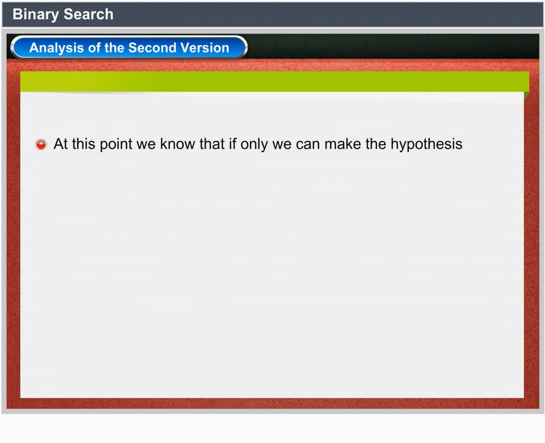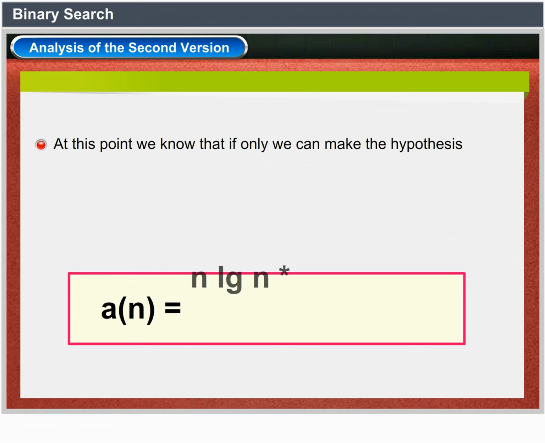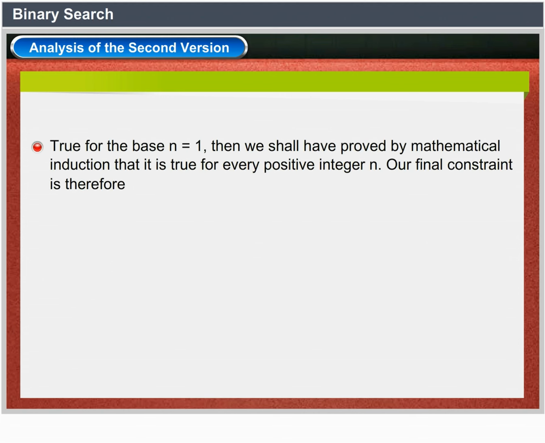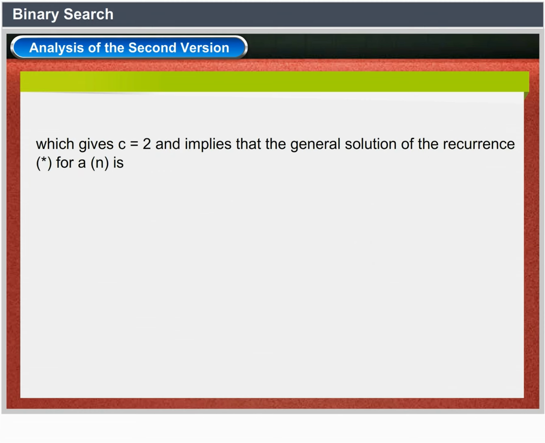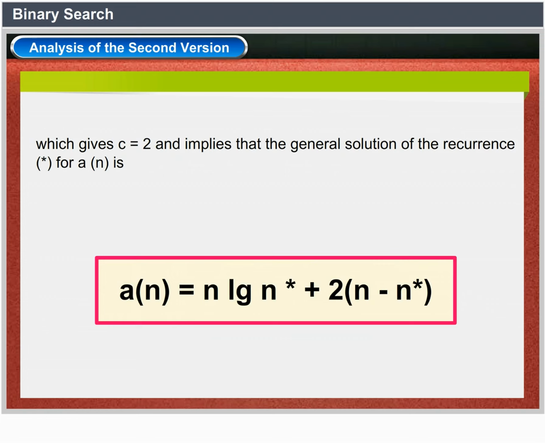At this point, we know that if only we can make the hypothesis a of n equals n log n star plus cn minus 2n star true for the base n equals 1, then we shall have proved by mathematical induction that it is true for every positive integer n. Our final constraint is therefore 0 equals a of 1 equals c minus 2, which gives c equals 2 and implies that the general solution of the recurrence for a of n is a of n equals n log n star plus 2 of n minus n star.